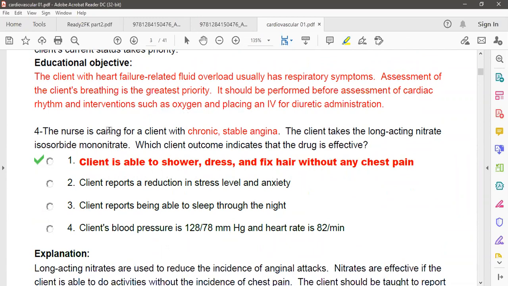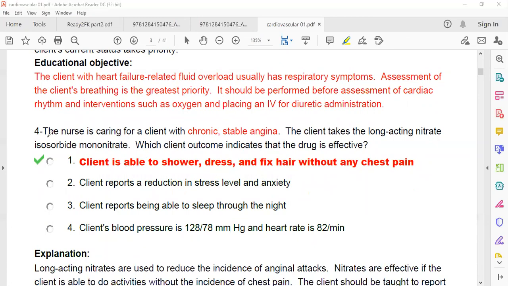The nurse is caring for a client with chronic stable angina. So I'm going to read the next question for you. The RN is caring for a client with chronic stable angina, right? So angina: when the blood supply to the heart is reduced because of an underlying cause, the patient's symptoms develop, angina.